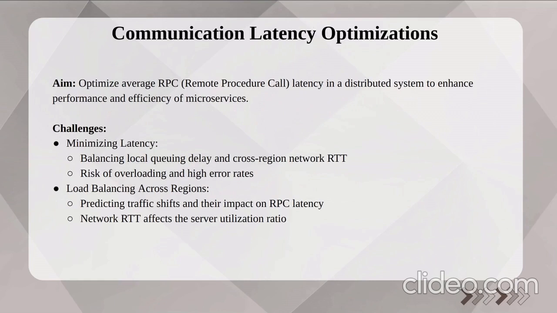So the challenges in optimizing communication latencies include the cross-region network RTT, which is heavily dependent on current network delays, routing protocols, and network congestion, and this all impacts the RPC latency. There is also the delay of local queuing used in the system, which leads to a risk of overloading the system and also increases the error rates. Also, the network RTT affects the server utilization ratio, where a server can be waiting for packets to come for a long time, which decreases the server utilization.